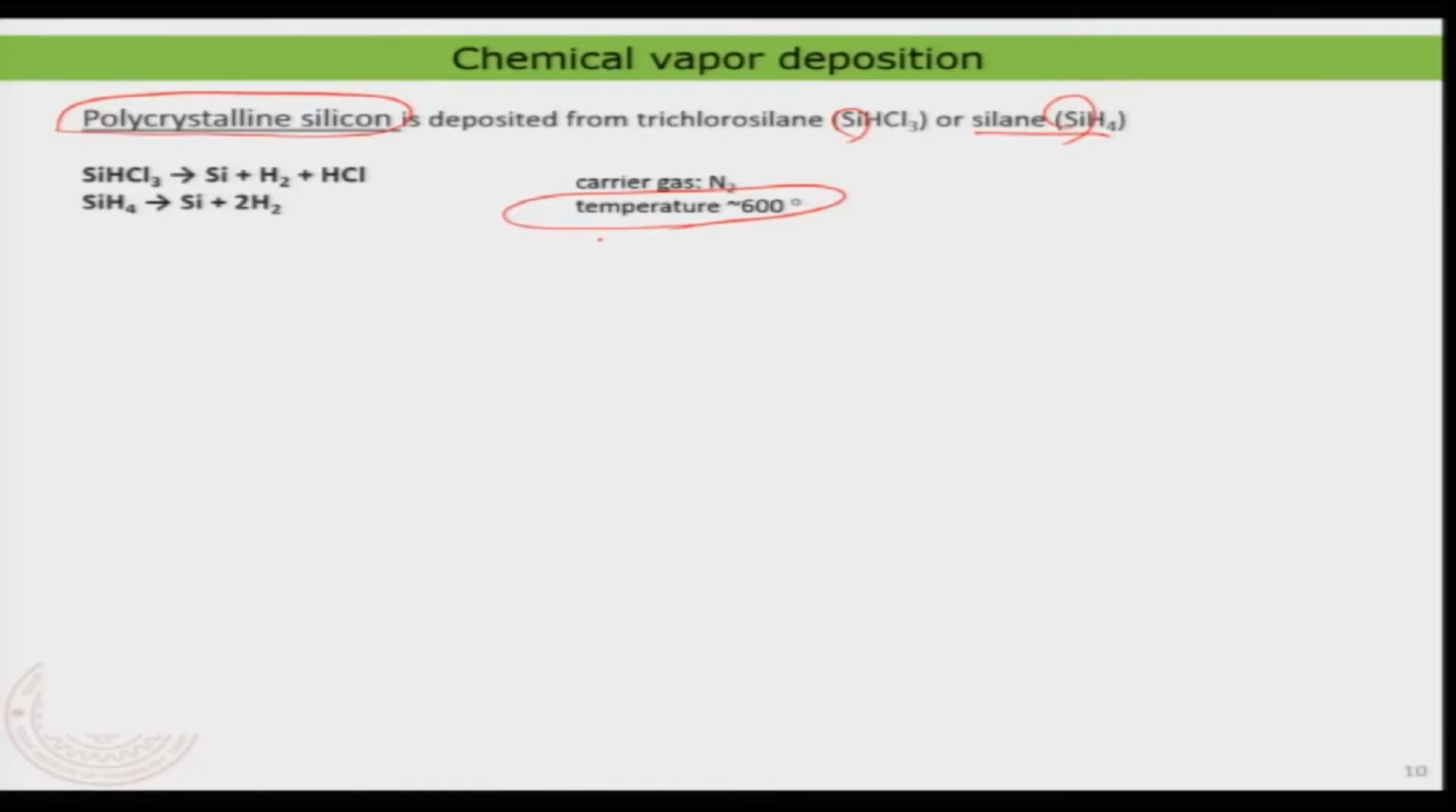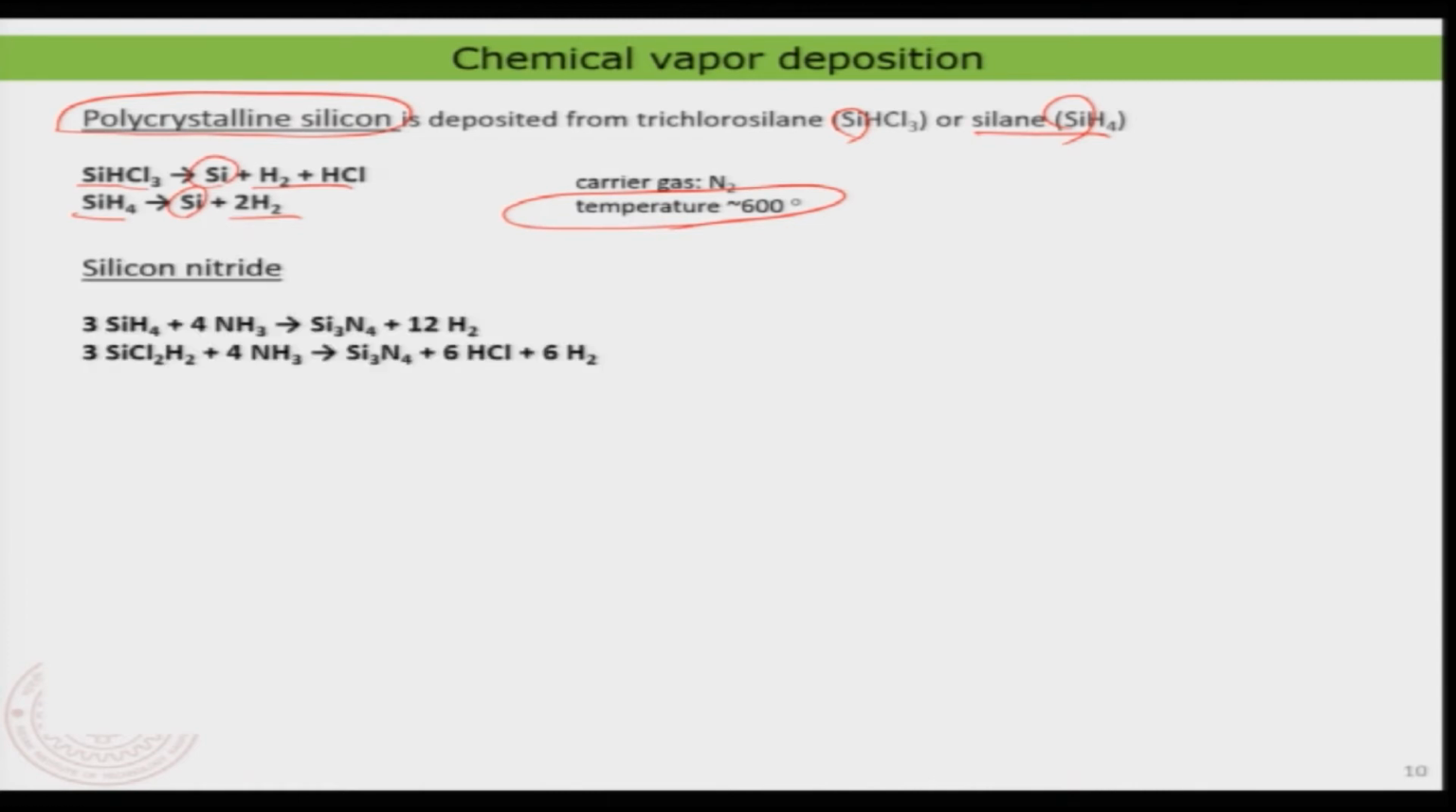So you deposit the material, and while you deposit it, you do some kind of heating, and the heating causes the silane or the trichlorosilane to dissociate, and then atomic silicon is produced. The interesting thing here is that in both cases the byproducts are gas molecules. So the carrier gas that brought the precursor molecule will also carry the byproduct away, and finally the silicon is deposited on the surface.